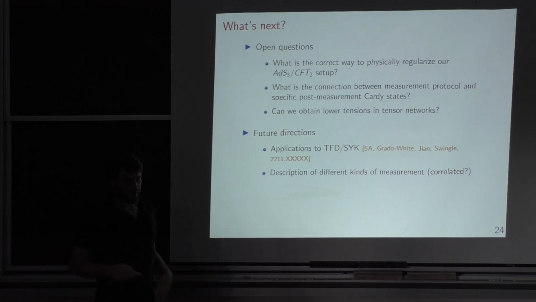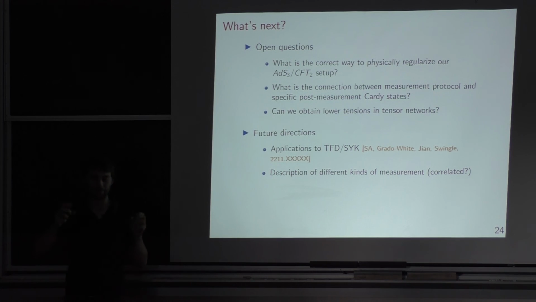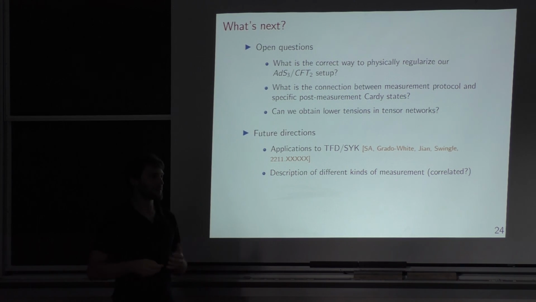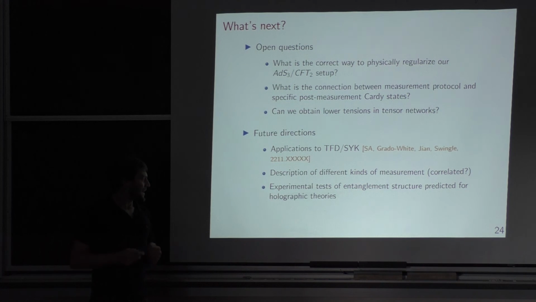Description of different measurements is also an interesting question. For example, this is a very, very local measurement and allows you to use this AdS/BCFT prescription. But what if my measurement is a correlated measurement, maybe a little bit correlated or very correlated? It's not very clear how to describe that holographically. It's probably not some end of the brane. It would be something else. It would be nice to see.